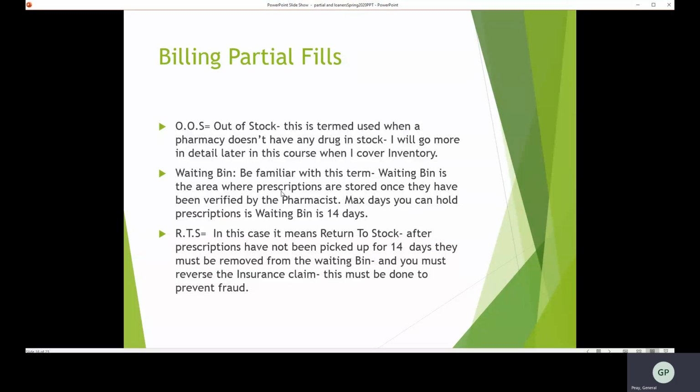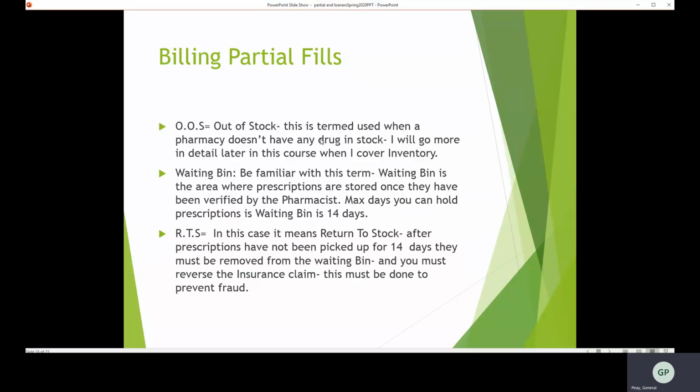And there's a couple of other terms I want you to be familiar with. OOS stands for out of stock. This is the term used when you don't have any of the medication at all, not even one pill to partial. So this is when you just don't have the drug at all. We use the term out of stock. So this is when you have to actually order via inventory. You have to update your inventory to order the product completely.